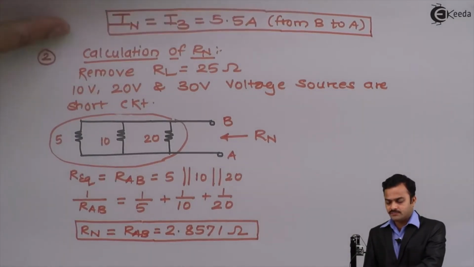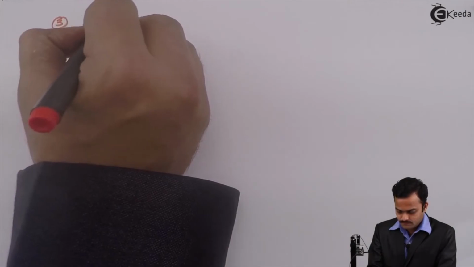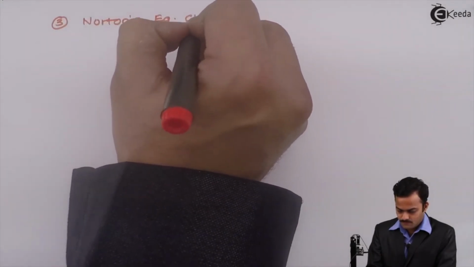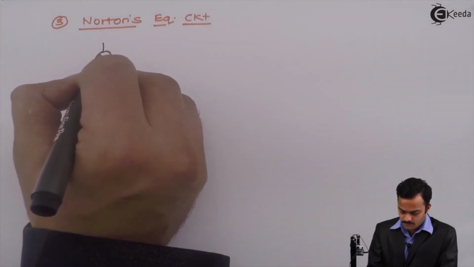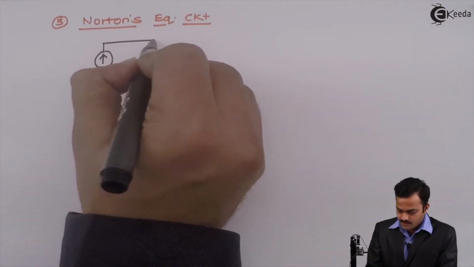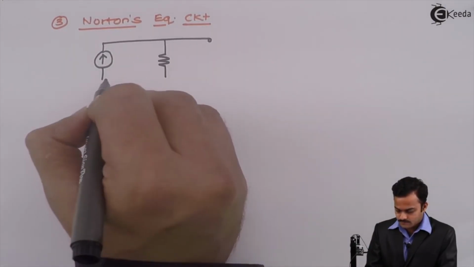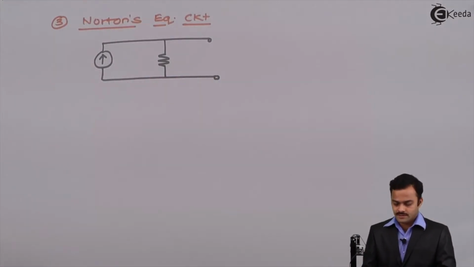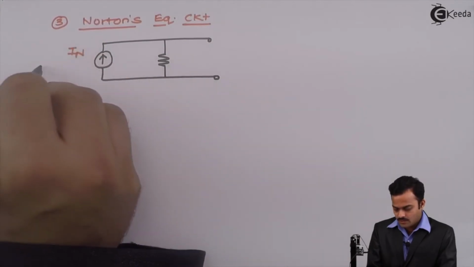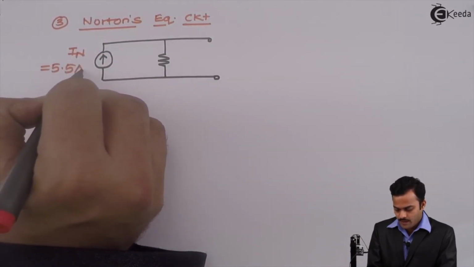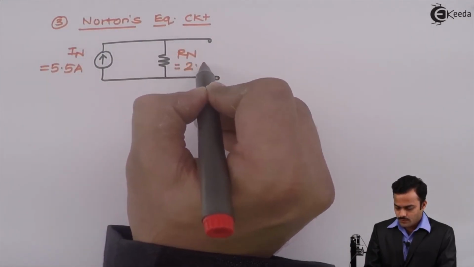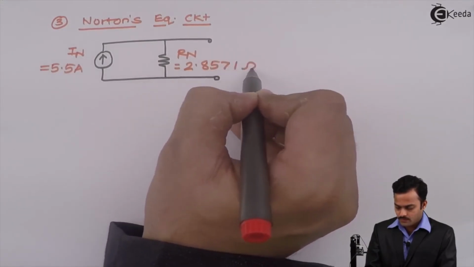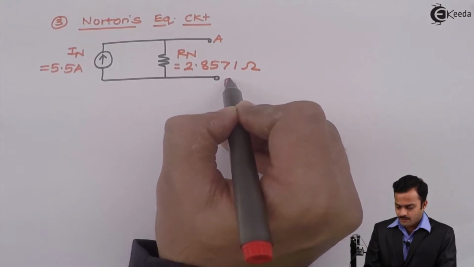Let's go to the third step, which is very simple. Just we have to draw Norton's equivalent circuit. Where I am having a current source and a resistance parallel to it. Current source is IN, whose value we got as 5.5 ampere, and Rn is the Norton's resistance, whose value is 2.8571 ohm, and these are the terminals A and B.